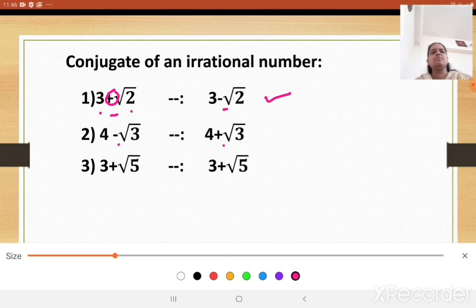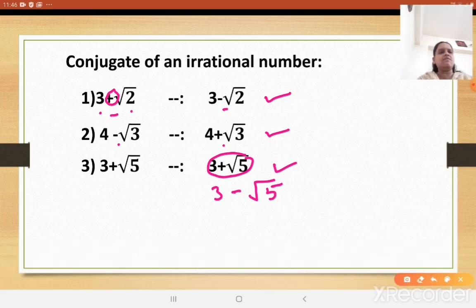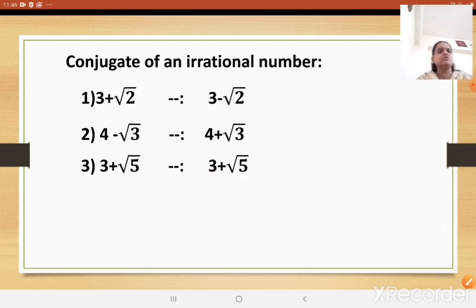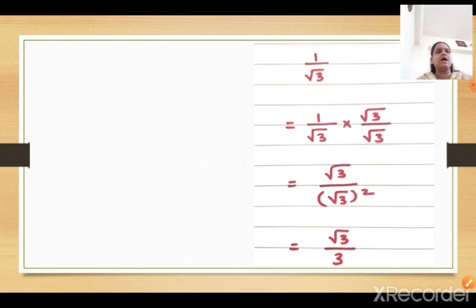What will be the conjugate of 4 minus root 3? It is 4 plus root 3. What will be the conjugate of 3 plus root 5? 3 plus, sorry, here it should be what? Here the printing mistake is there. It should be 3 minus root 5. Is it correct? Yes. So 3 minus root 5 is the conjugate. So can we see the sums related to this conjugate?